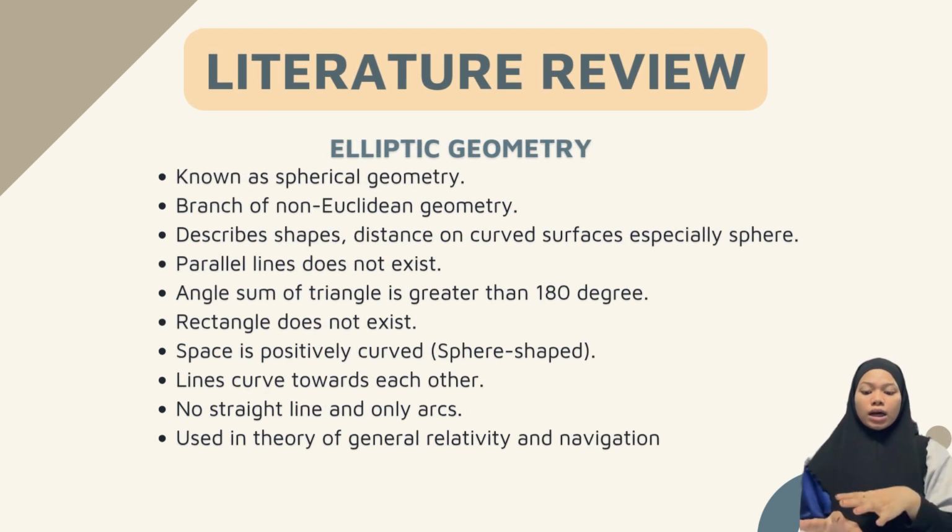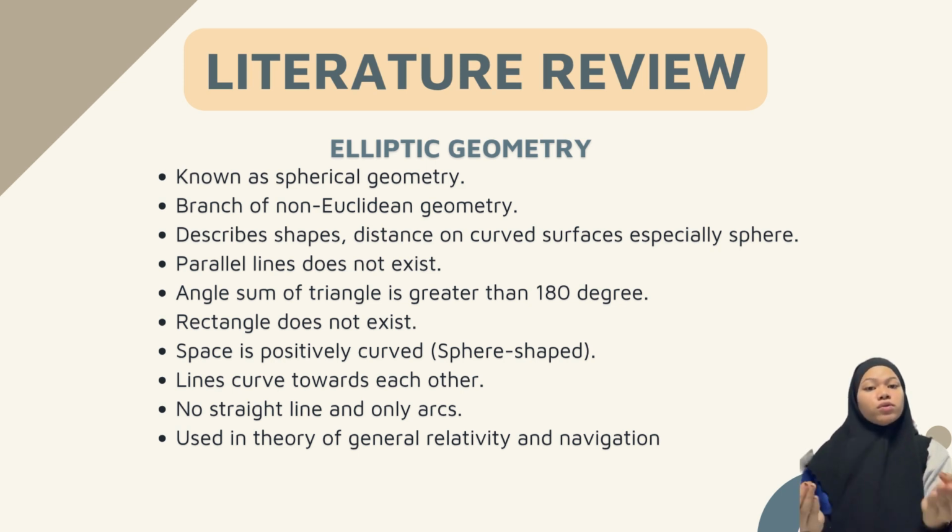Now, next let us look at elliptic geometry. Elliptic geometry is also known as spherical geometry. It is a branch of non-Euclidean geometry as well, aside from hyperbolic geometry. In this geometry, it usually describes shapes and distances on curved surfaces, especially spheres. It is different from both Euclidean and hyperbolic geometry systems.